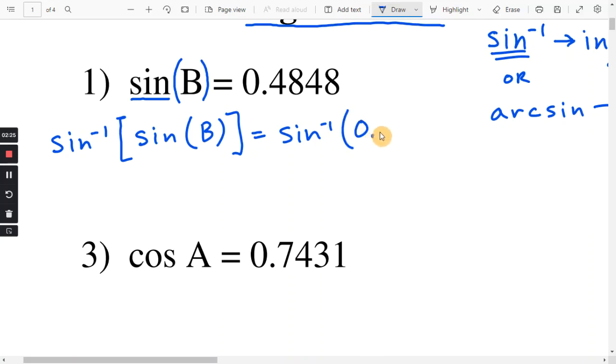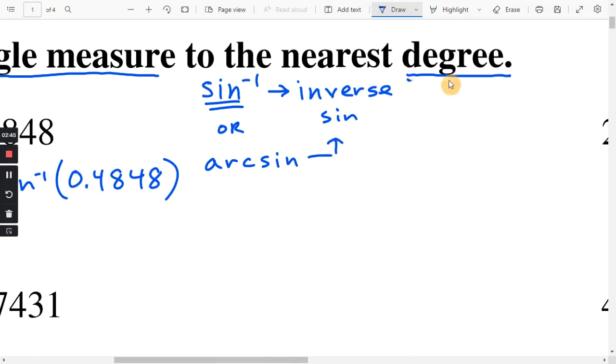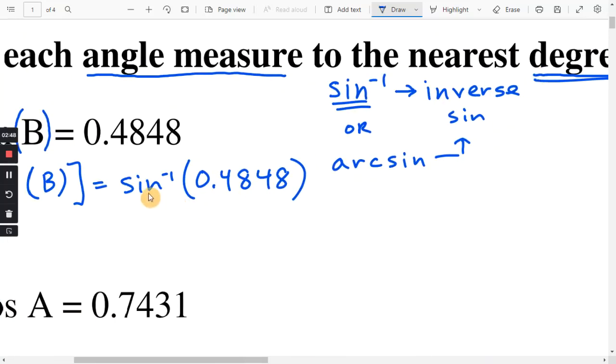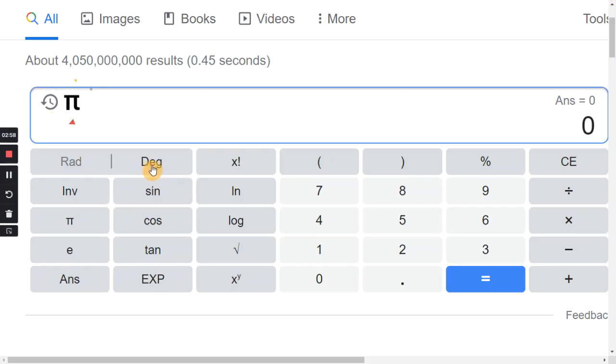Now on the left side, it's simple. Inverse sine and sine basically cancel each other out, and we can solve for angle B by doing this on the calculator. You want to make sure your calculator is set to degrees. I'll show you on the Google calculator. See the DEG right here? You want that in boldface, so I just clicked on it. Make sure it's set to degrees.